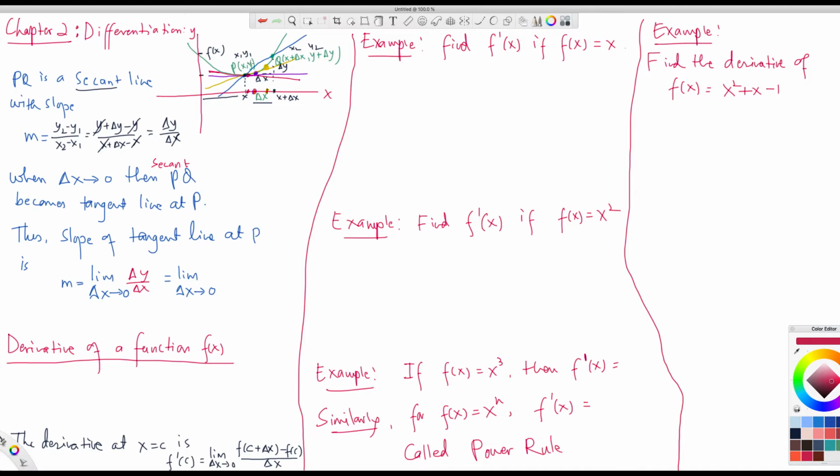Y is f of x. You see that? You can write this as x comma f of x. That is x comma y. So this point will look like x plus delta x and then comma f of x plus delta x, right? You can write that way too. This is just another way.